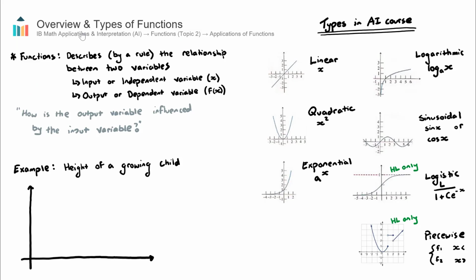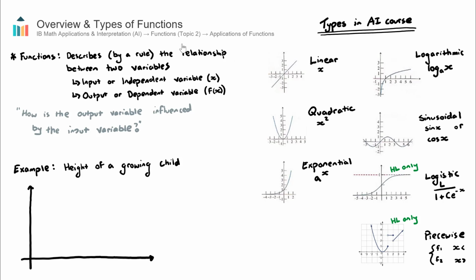This video covers an overview of functions and looks at the type of functions in the IB Maths AI course. So this is in topic 2, functions. In topic 2, it's kind of split in two halves for the AI course. We have linear equations and graphs, and then we have functions and their applications, so applications of functions. And we're talking about that part of it now: what a function is, looking at the type of functions, how a function works, etc.